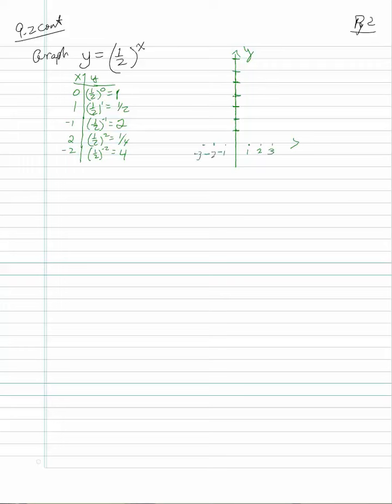So let's try this. So 0, 1; 1, 1/2; 2, 1/4. If I did 3, it'd be 1/8. Negative 1 is 2. Negative 2 is 4. Negative 3 will be 8. And basically I'm going to get this curve, which is the same, but it's flipped around the y-axis.